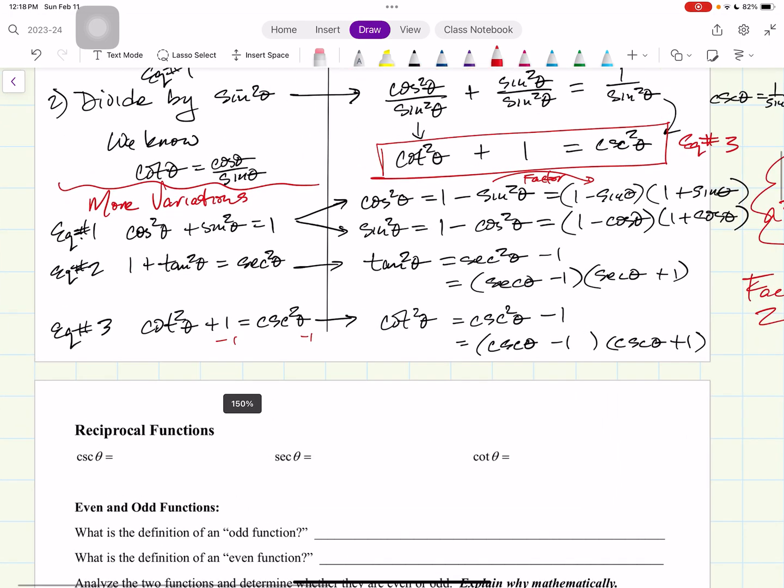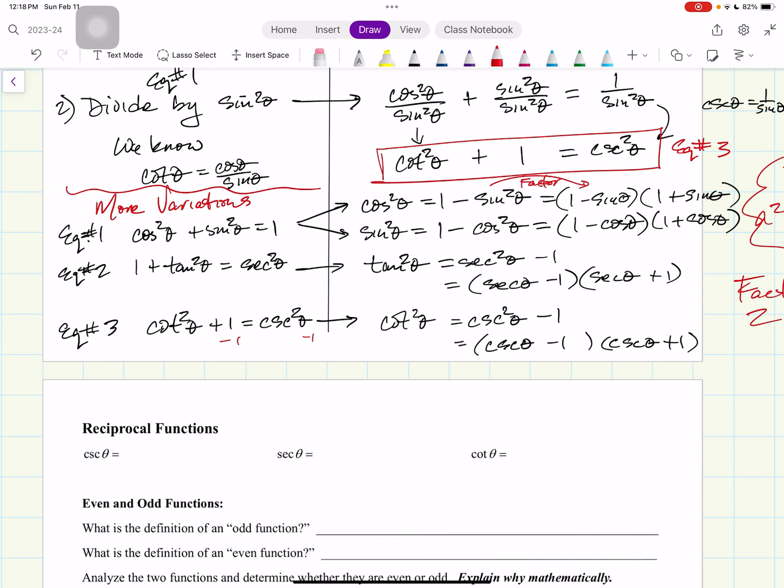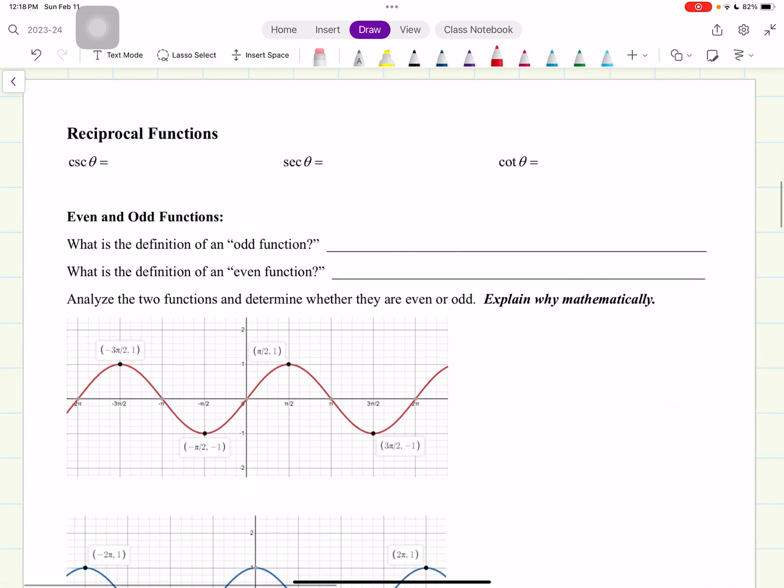Okay, so now, what do we have? Let's keep on going. All right, so let's do a little review here. We know these already. We've already studied these, so this is just a review. This is nothing new. Cosecant theta is 1 over sine theta. These are the reciprocal functions. Secant theta is 1 over cosine theta. And cotangent theta is the same thing as cosine theta divided by sine theta.